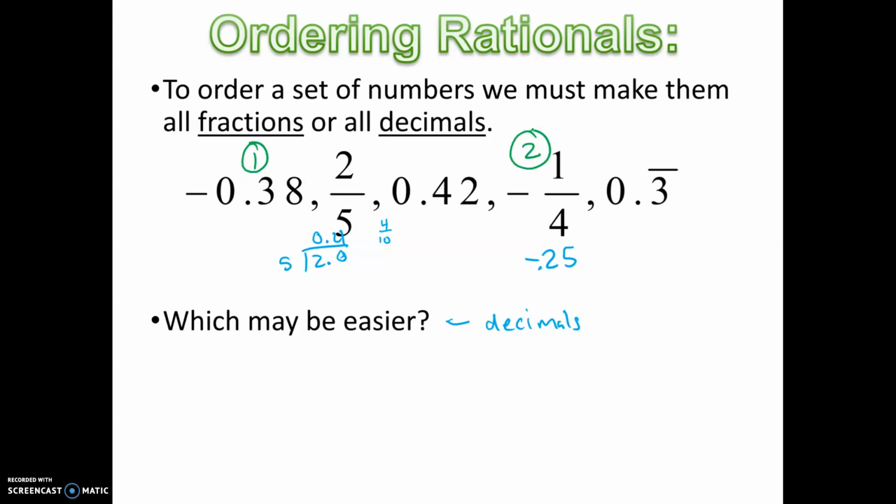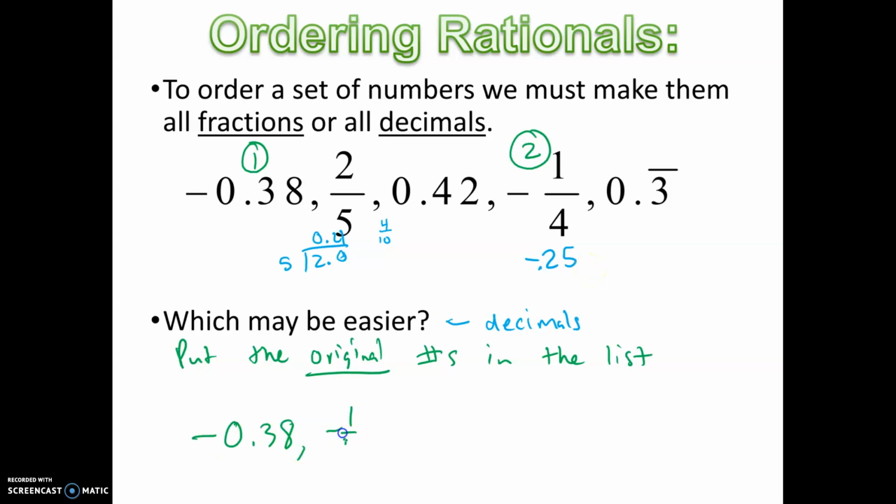Now, careful, we want to put the original numbers in the list, right? Not the converted decimals, put the original numbers in the list. So we've got negative 0.38, negative 1/4, not 0.25. And now we've got to look and see which of these is the smallest.